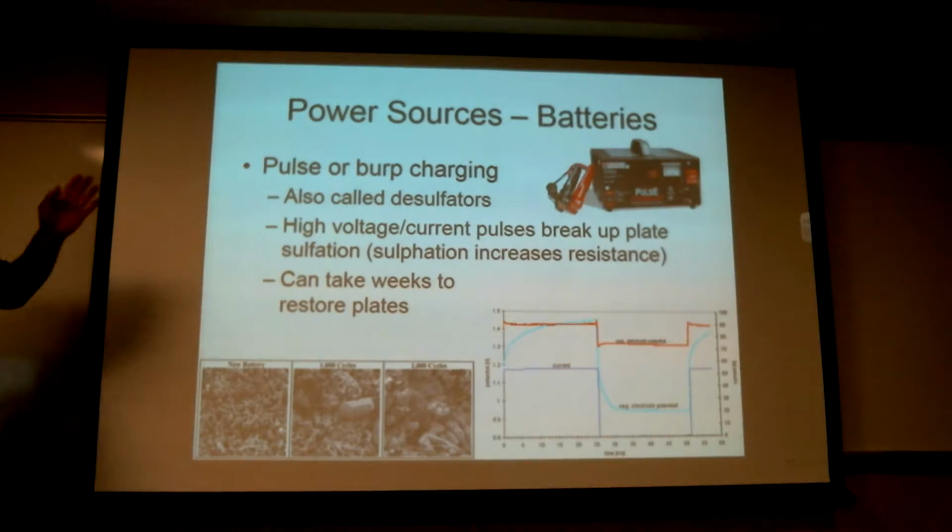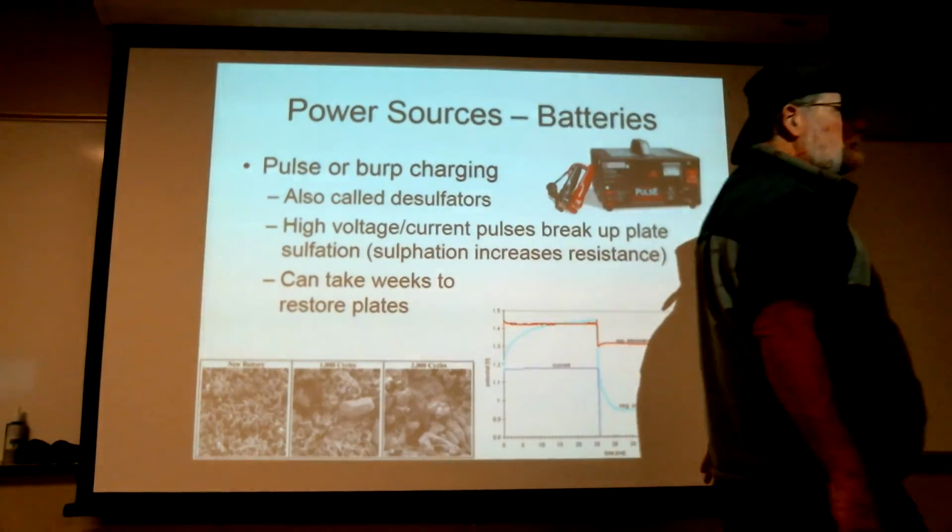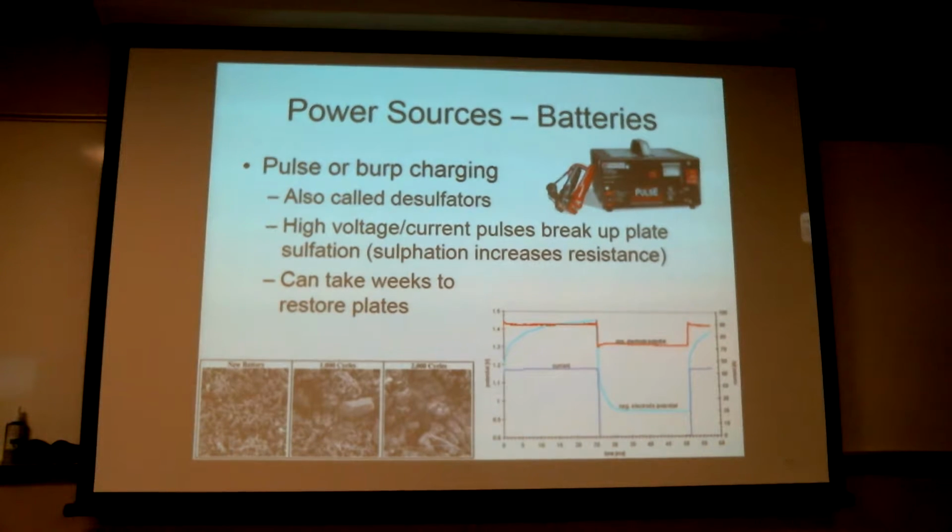Burp charging, desulfators, essentially what we're going to do is, and it's sort of an interesting circuit, we'll take the battery voltage and we'll send it over to a capacitor for a brief period of time. That capacitor can put out a whole lot of current over a very short few microseconds. Then we'll let the capacitor discharge into the battery. Then we'll recharge the capacitor and let it discharge into the battery. So what we're doing is we're pulsing or burping the battery.